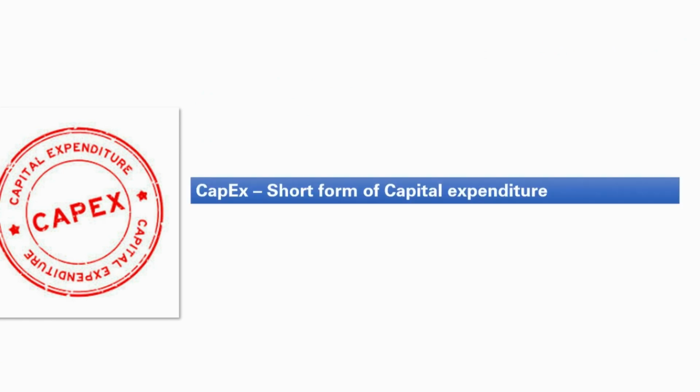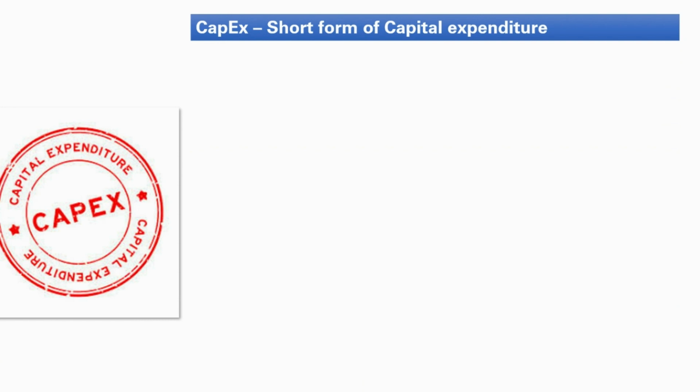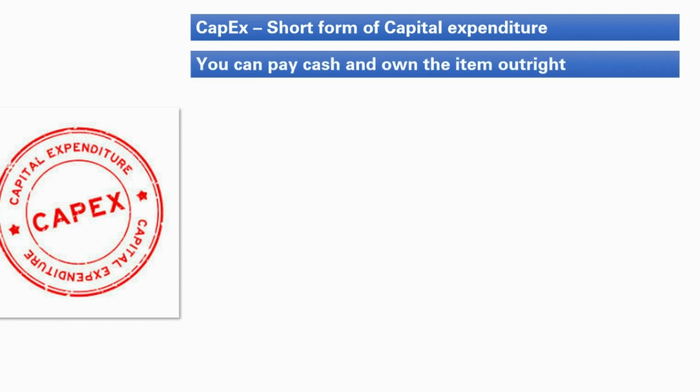So let's start with capital expenditure. CapEx stands for capital expenditure. You can pay cash and own an item outright, and that is nothing but CapEx. It can be an infrastructure, a server, a place, or an article that you would like to own. That comes under CapEx.